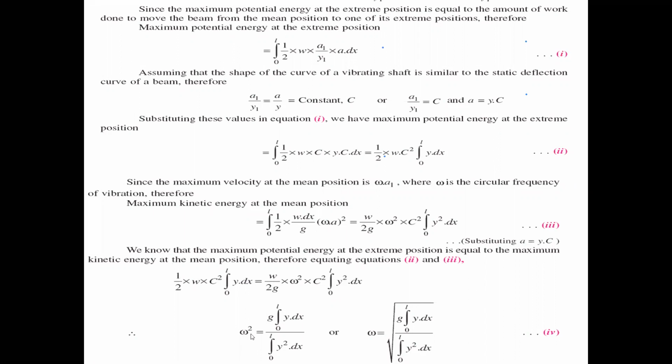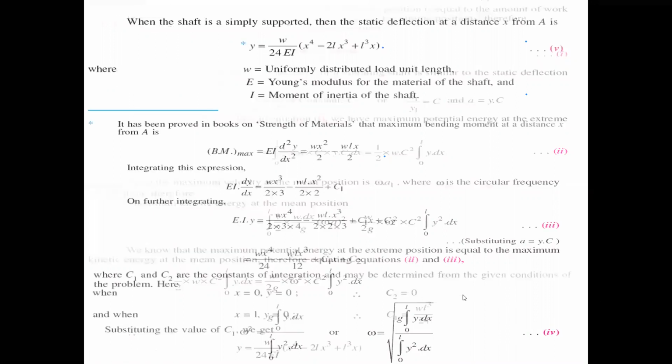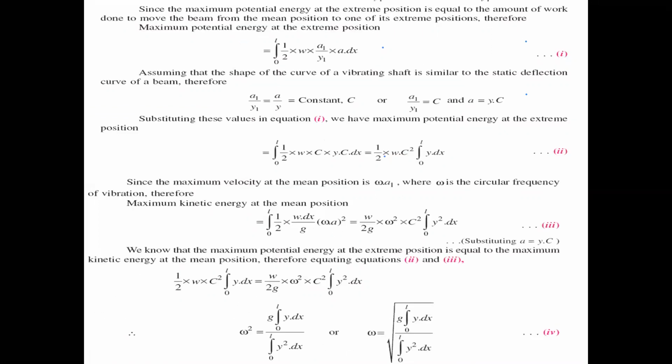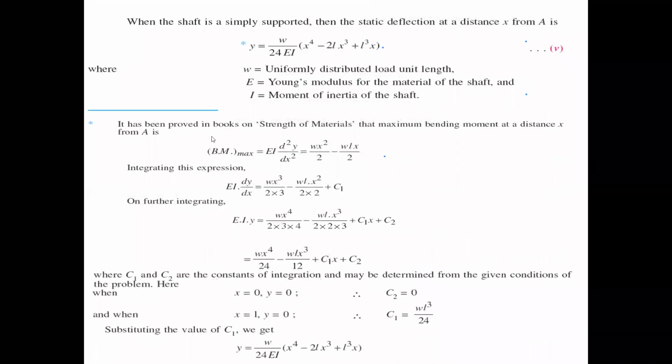The remaining term is omega square equals g into integral of 0 to L y dx divided by integral of 0 to L y square dx. So omega equals the square root of this, that is, g into integral of y dx by integral of y square dx. That is our omega value calculated in the earlier session.